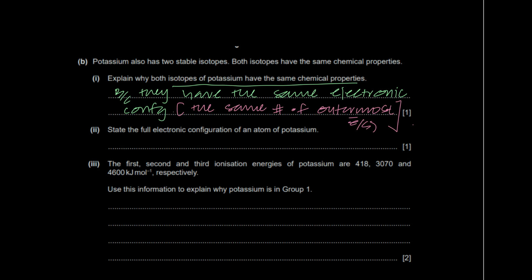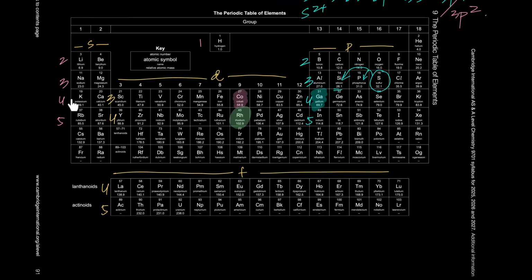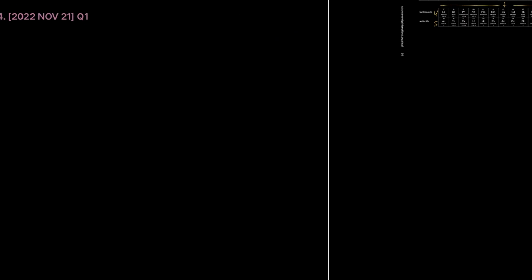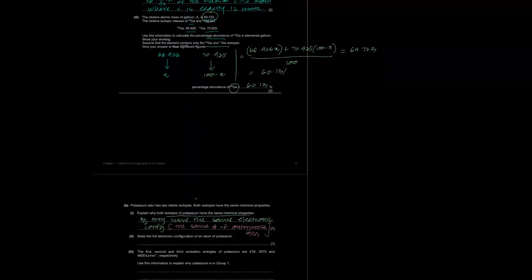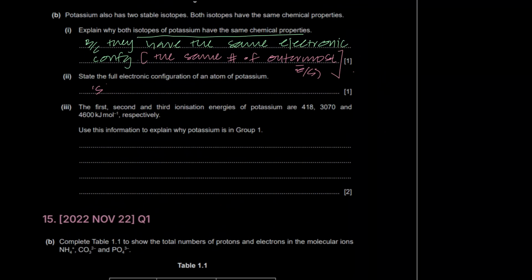State the full electronic configuration of potassium. Where's my periodic table? See, potassium is right here. So what's the electronic configuration? It's 1s2, 2s2, 2p6, 3s2, 3p6, 4s1. That's it. So it's 1s2, 2s2, 2p6, 3s2, 3p6, and then it's 4s1.